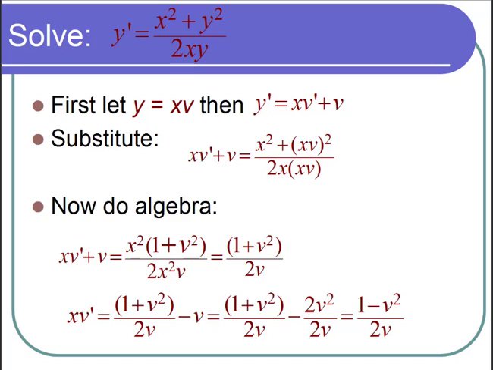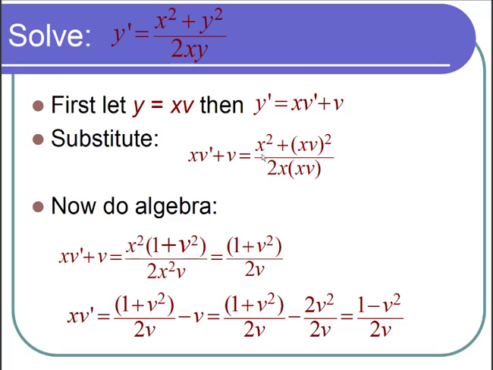So in that case, a method is to let y equal xv. It's going to be a substitution. And when we take a derivative, we use a product rule. So we have y prime is equal to x times the derivative of v, or v prime, plus the derivative of x, which is 1, times v. So now we substitute. The y prime becomes xv prime plus v.